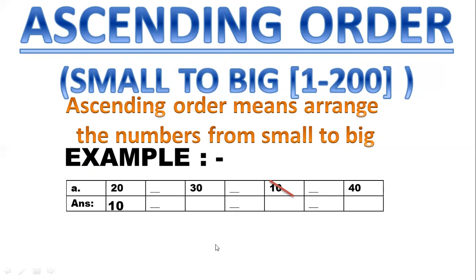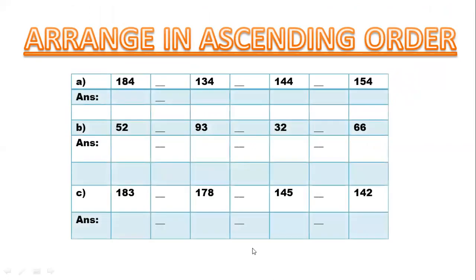Now, after 10, which is the smallest number? 20. After 20, 30, and then we have 40. So 10, 20, 30, and 40. That's the correct ascending order for this question. Let's take some more questions. Arrange in ascending order. See question number 1. The numbers are 184, 134, 144, 154.